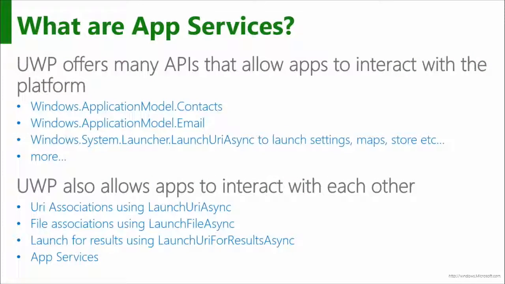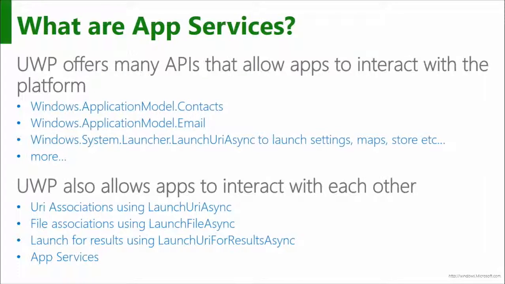All right, let's start at the very beginning. So what are they? What are app services? You can think of this as a bit like web services on device. Web services on a Windows 10 device. We've already got a number of different APIs that allow apps to interact with the platform, like getting contacts and email. And there's Launch URI Async, which allows you to launch into settings pages, offline maps and the store. Loads of ways where the platform exposes connection points for your apps to take advantage of.